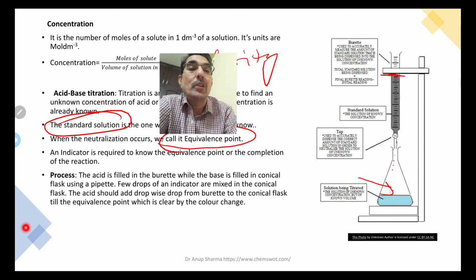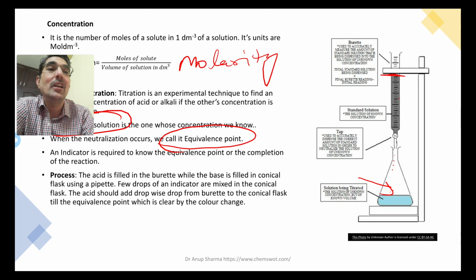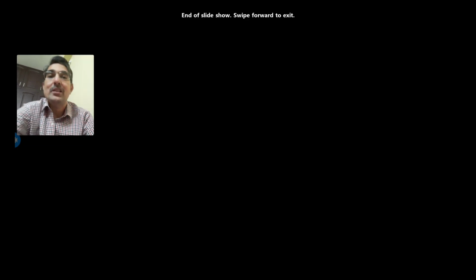So the acid should be added drop by drop from the burette to the conical flask till the equivalence point, which is clear by the color change. And as soon as we get that, that means the reaction is finished or the neutralization point has come, or the acid is neutralized by the base. So I hope this is clear to you, and here we are done with this subtopic.